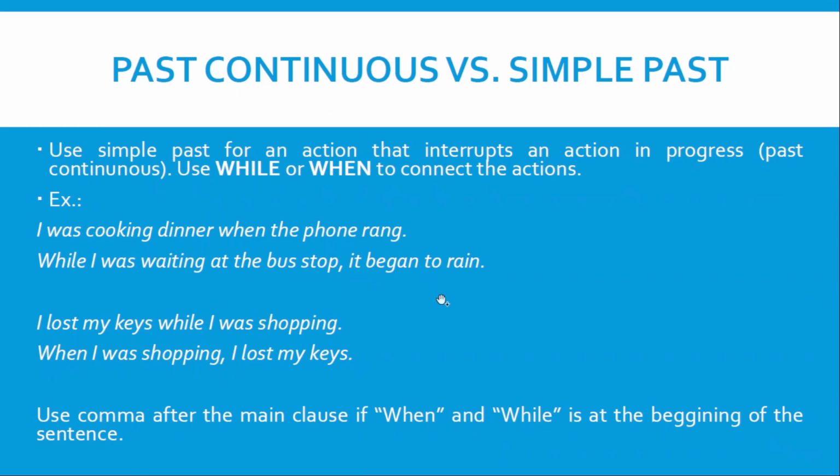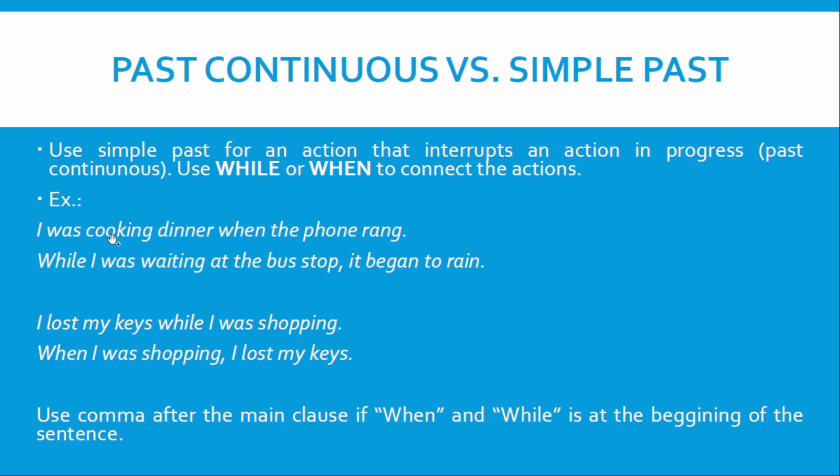So the last part, class, one more time, to reinforce this subject, is about the past continuous versus simple past, the difference between them. So we use simple past for an action that interrupts an action in progress, the past continuous. Use while or when to connect the actions. Here we have some examples. I can say, I was cooking dinner when or while the phone rang.